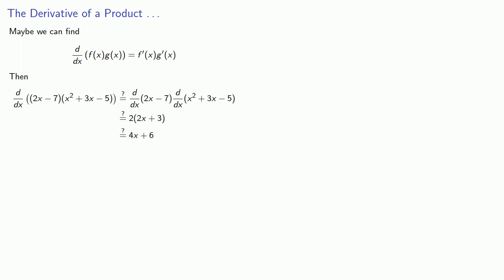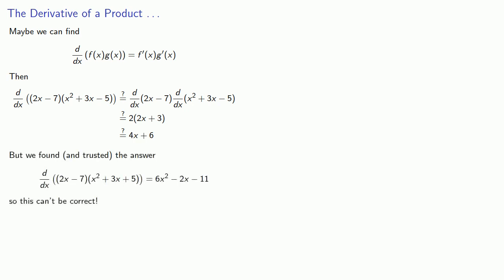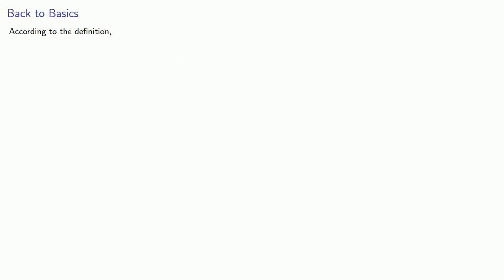But when we expanded and differentiated, we found and trusted the answer 6x squared minus 2x minus 11. And so this rule doesn't work. It can't be correct. So let's go back to basics.